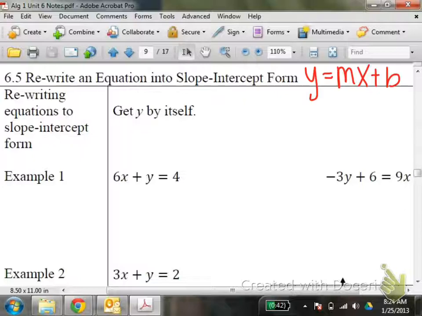Okay, so we're going to want to put our equations in slope-intercept form because that one is way easier to graph than x and y intercepts, or a table. Agreed? So you are going to want to put it in slope-intercept form. So how do we do that? It's really simple. You just solve to get y by itself.